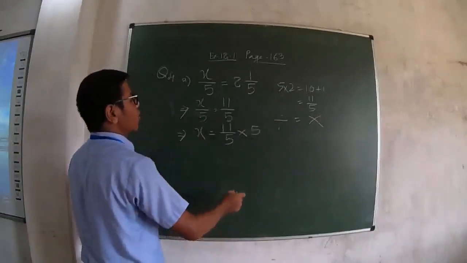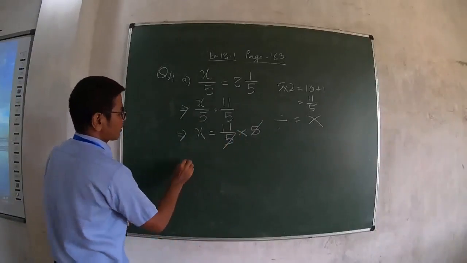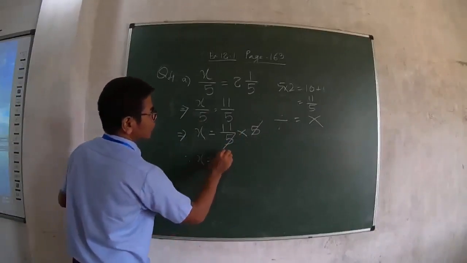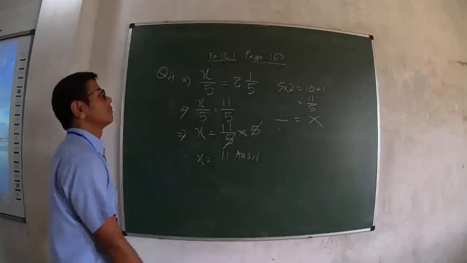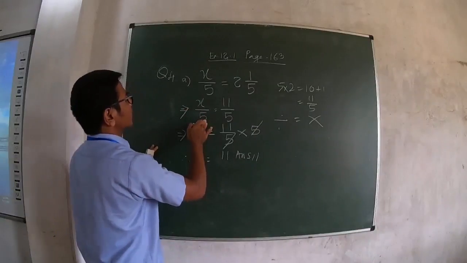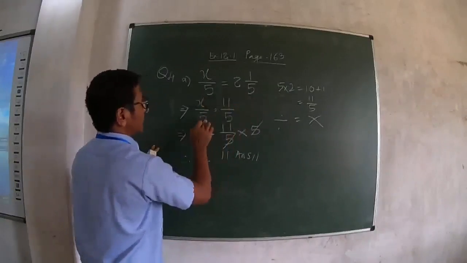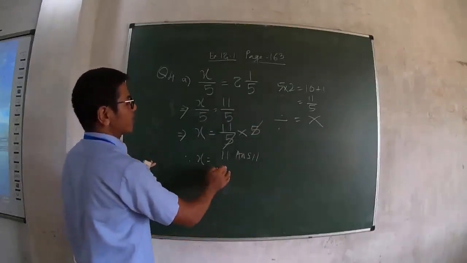Let's take common factor now. 5 and 5, we can strike it off. Thereby, x equal to 11. I repeat, when a divide goes to the right, it becomes a multiply. So, answer is 11.